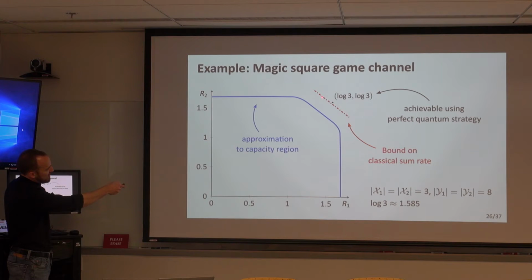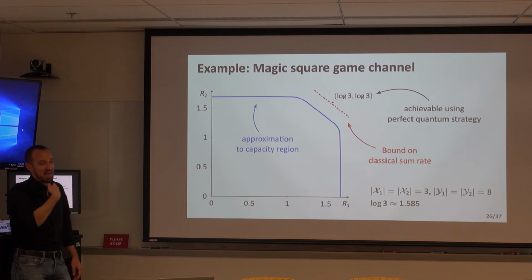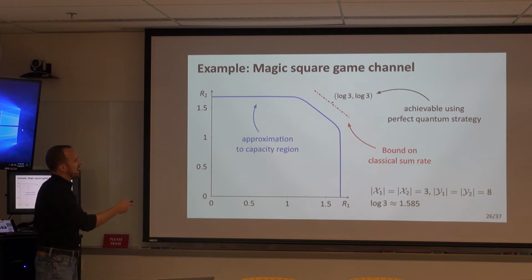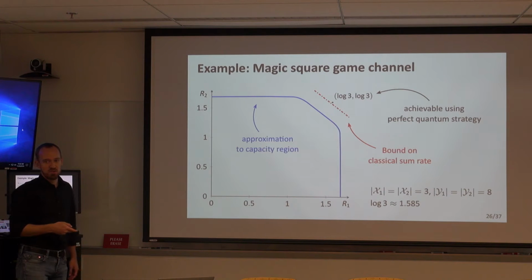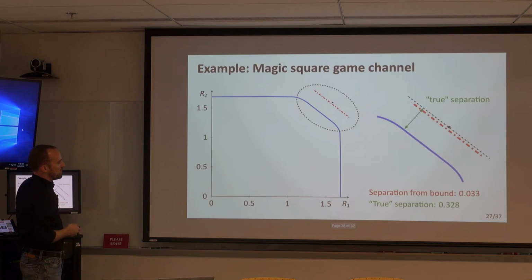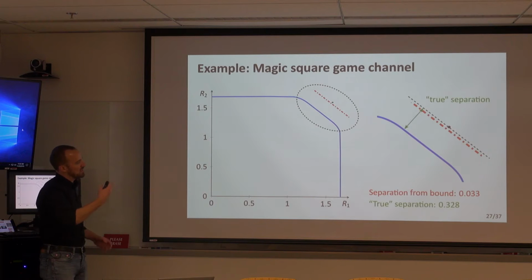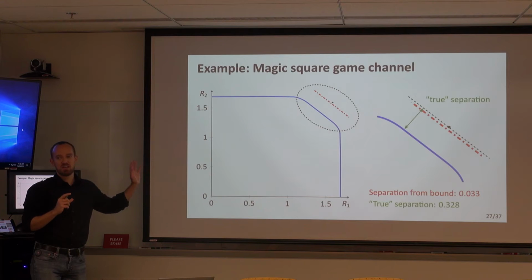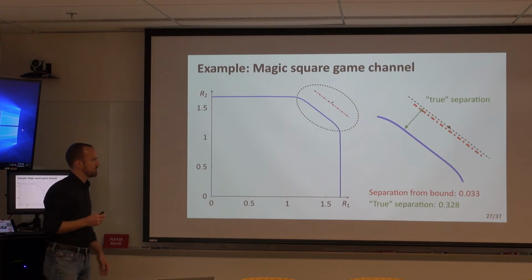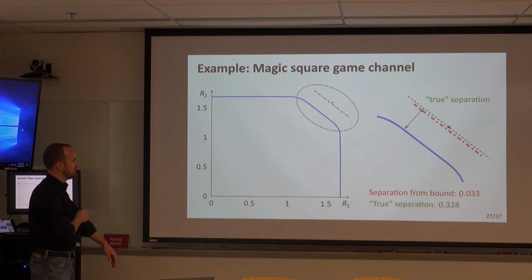The red line here is our bound on classical strategies, and the black dot is this perfect sum rate point that I can achieve using the perfect quantum strategy. If you zoom in a little bit, the separation that we get from the bound is 0.033. But the true separation, if you trust our capacity region, is actually 0.328. So there's quite a big gap that we think is there. We just can't show it yet using our proof method. This is one of the open questions I will mention later.